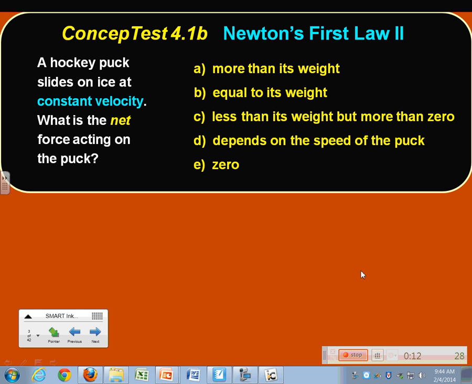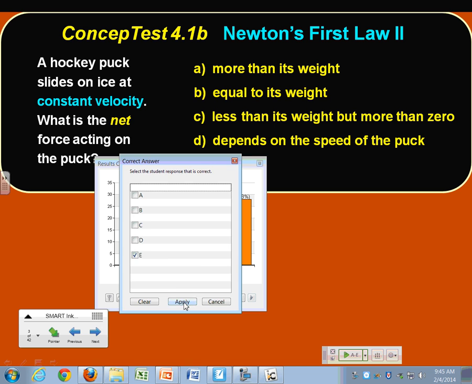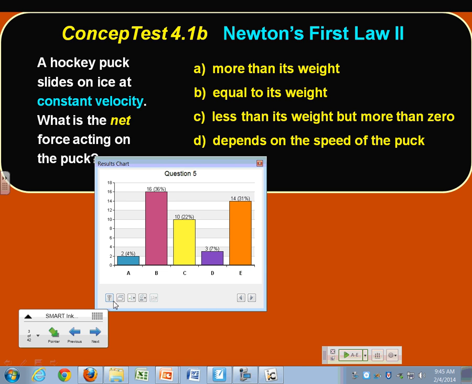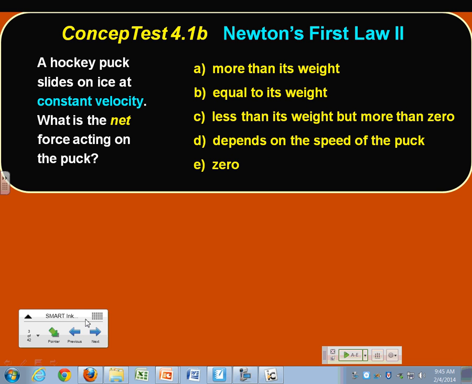Remember, you're welcome to talk to your neighbors or look in your notes or whatever. This is just for practice. Okay, E is the right answer. If I have no acceleration, I have no net force. Good job, you guys.